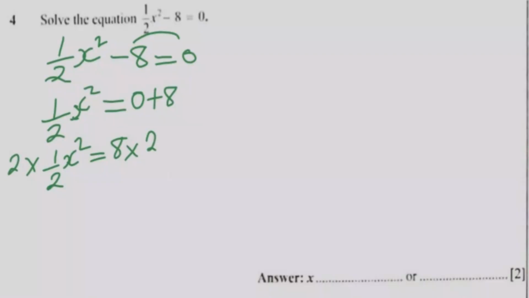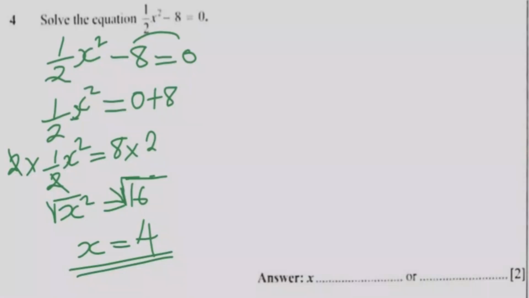Okay, so that means these 2 and these 2 cancel each other out, leaving us with 1 times x squared, which gives us x squared. Then 8 times 2 will give me 16. So now to find the value of x, I'm going to square both sides. Then the square root of x squared is x, which is equal to the square root of 16, which is 4. So the value of x in that equation is 4.